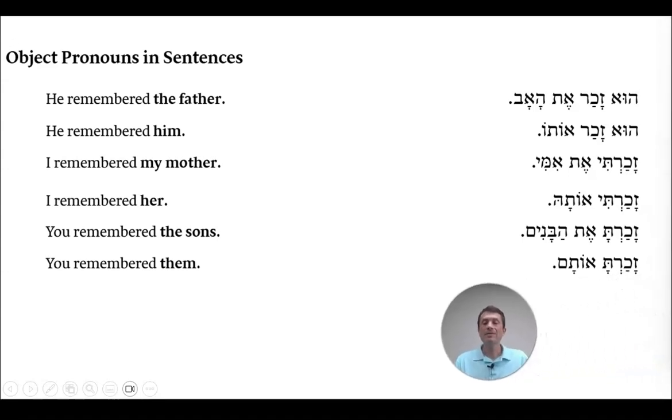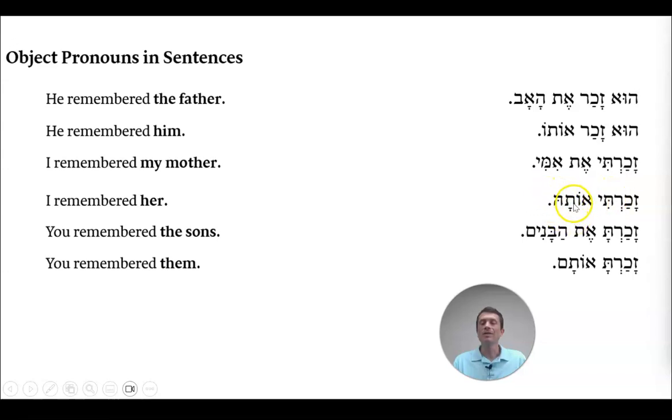Okay, let's take a look at object pronouns in sentences here. This is the first sentence, hu zakar et ha'av, he remembered the father. Or if you wanted to use a pronoun instead of father and just say him, you could say he remembered oto, that's him. That's the definite direct object marker plus the pronoun him. Or zakarti et imi, I remembered my mother. Or you could say zakarti ota, I remembered her.